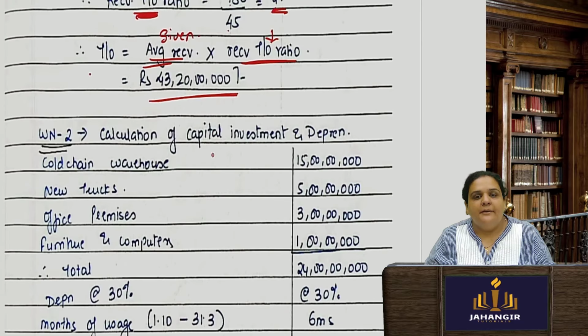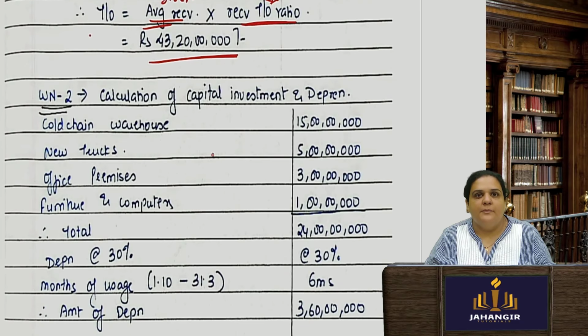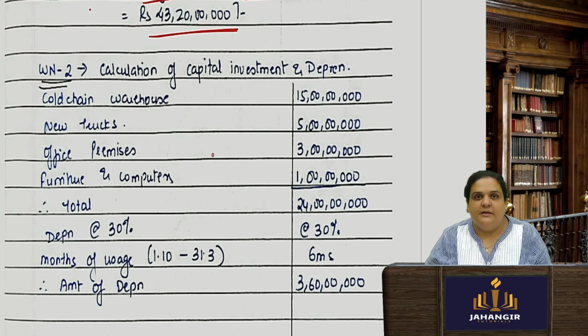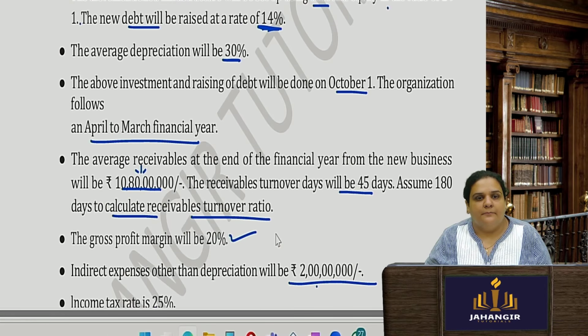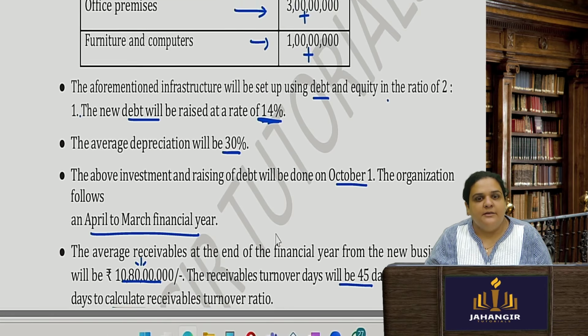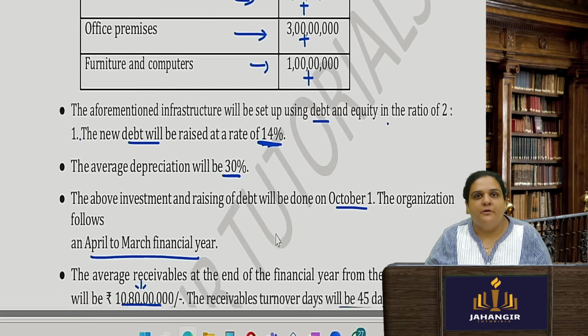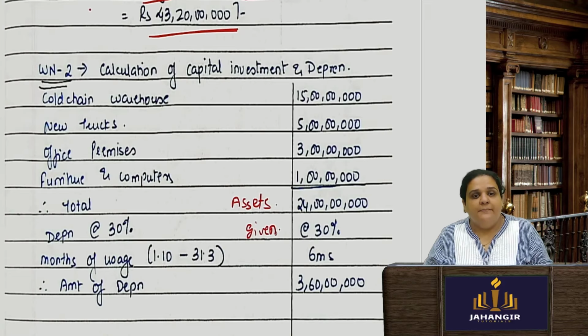Now, capital investment and depreciation. They have told me depreciation is 30%, but I'll have to calculate. My total assets are 24 crores. Depreciation rate is given as 30%. But all this has happened on the first day of October. The above investment and raising of debt both have happened on the first day of October. So depreciation also will be from 1st October to 31st March, for 6 months.